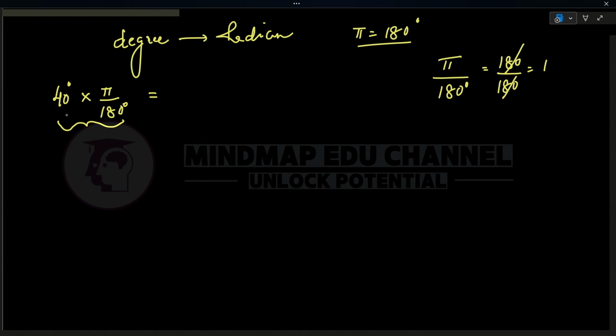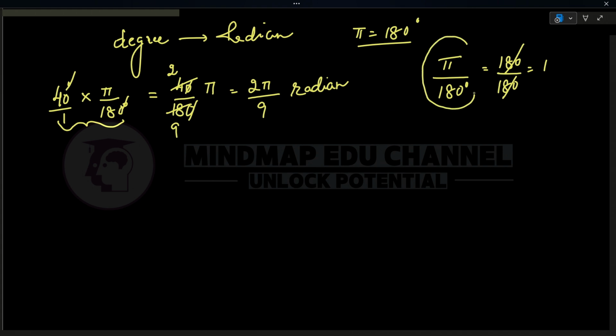How? Let's see here. Let's take it as 1. Degree and degree get cancelled. So we are left with 40 over 180 pi. 0 and 0 gone, and this will be 2 over 9. Clear? And we are left with 2 pi over 9. And this is what? This is radians. So we have converted degrees into radians. What we did is we just multiplied the degrees by pi over 180 degrees.